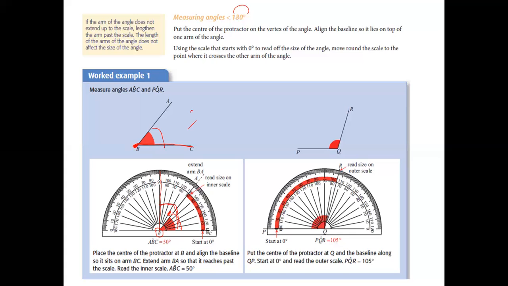Now let's check the degree of just this angle. Check anti-clockwise from 0, and as you see 0, 10, 20, 30, 40, and 50, read the size on the inner scale. So our angle B, or ABC, is 50 degrees. Okay, and for the next example, also put the protractor.